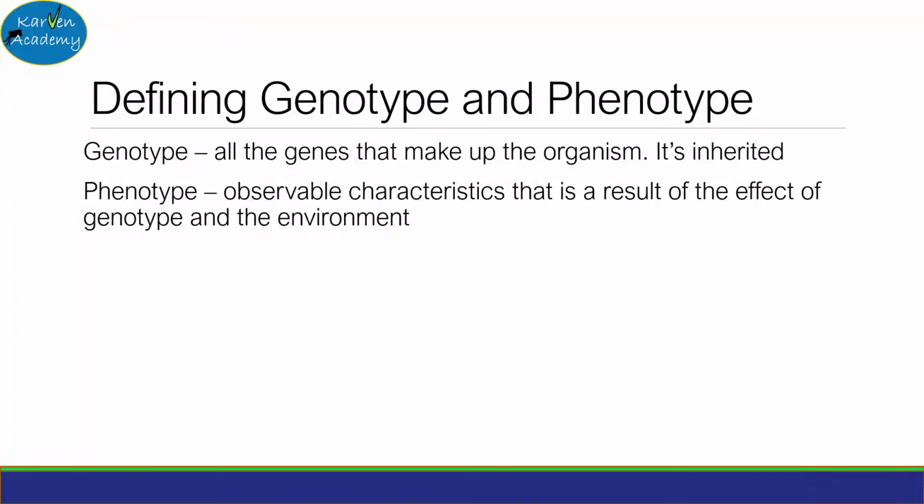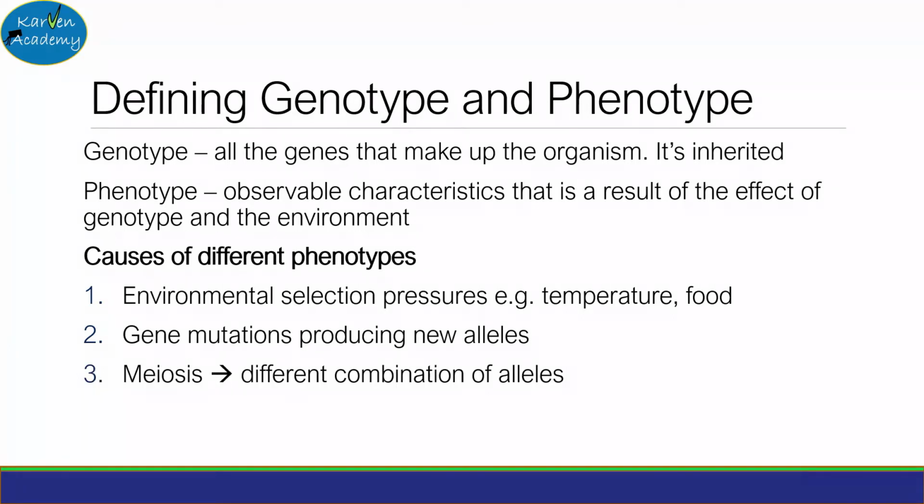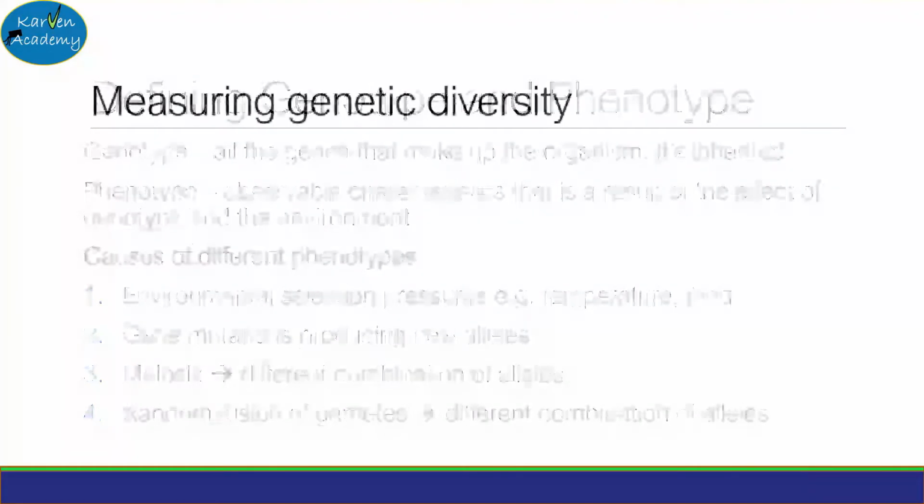Now let's move on to the terms genotype and phenotype. Genotype is defined as all the genes that make up the organism. It's inherited. Whereas phenotype is the observable characteristics that are a result of the effect of the genotype and the environment. Causes of different phenotypes include environmental selection pressures, gene mutations which produce new alleles, meiosis which causes different combinations of alleles, and the random fusion of gametes, again causing different combinations of alleles.